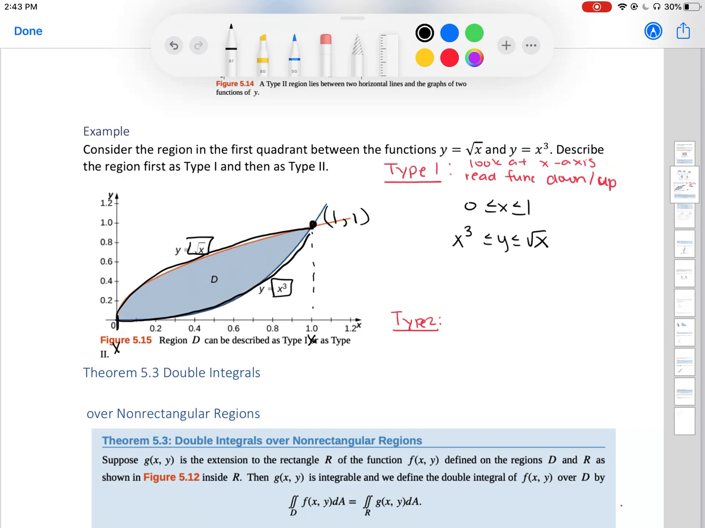Okay, let's move on to type 2. I'm going to erase my notes so that I can redraw them for type 2. All right, now for type 2, we want to read our function from the y-axis. So we want to look at the y-axis and then read our function from left to right.